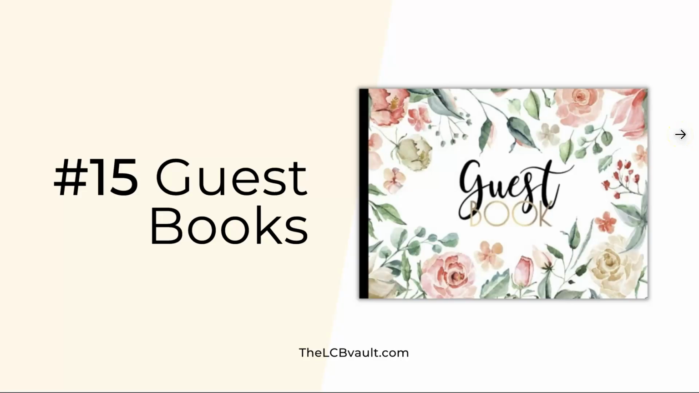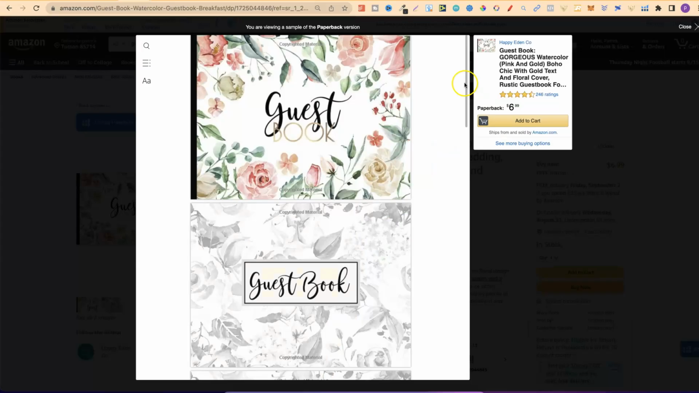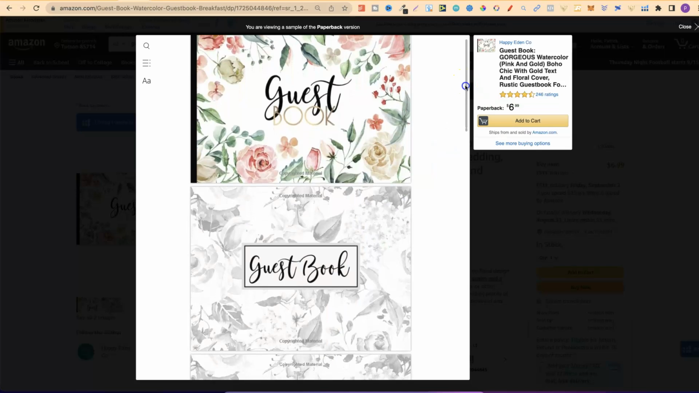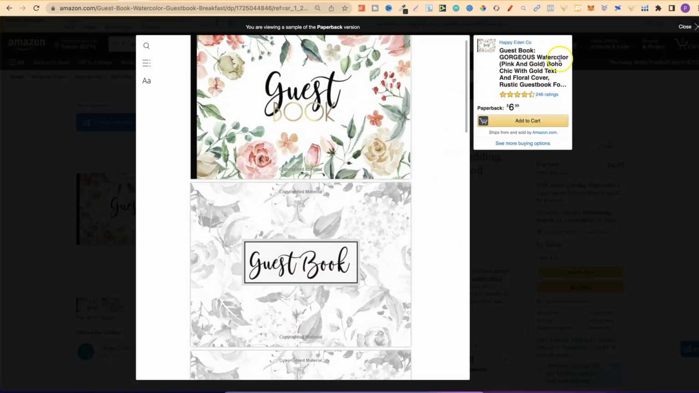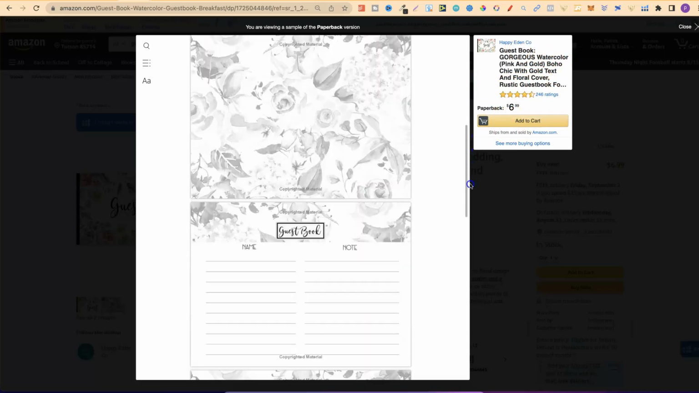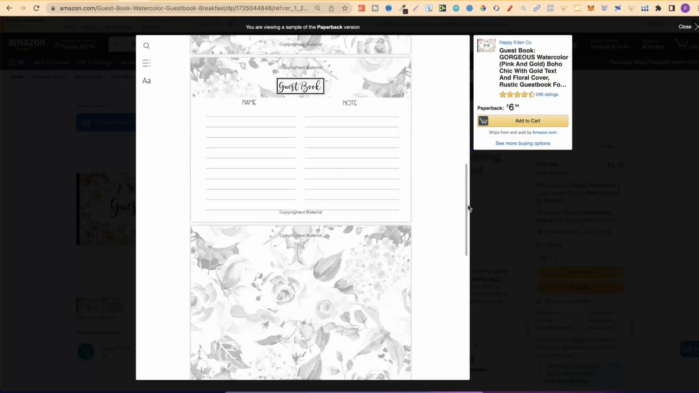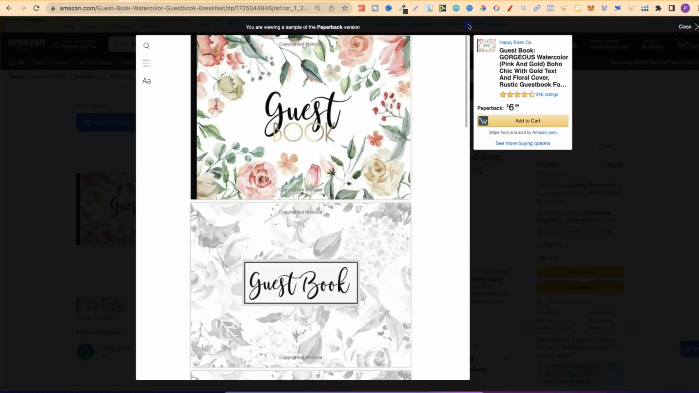Book number 15, and that's guest books. So guest books are another one with so many different types of niches within the guest book niche. Now, if we come over to Amazon, and let's take a look at this one. This is just a watercolour, guest book, floral, rustic. So if we scroll down to here, these guest books are very simple to create. Usually, it's just a place for a name, and then a note. So we can see that just here, and then that's going to be duplicated throughout the book. But guest books are very simple to create.